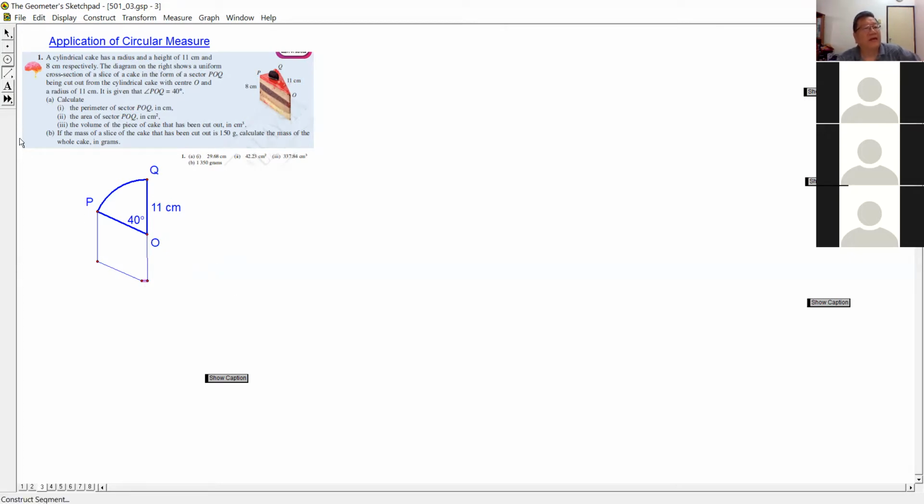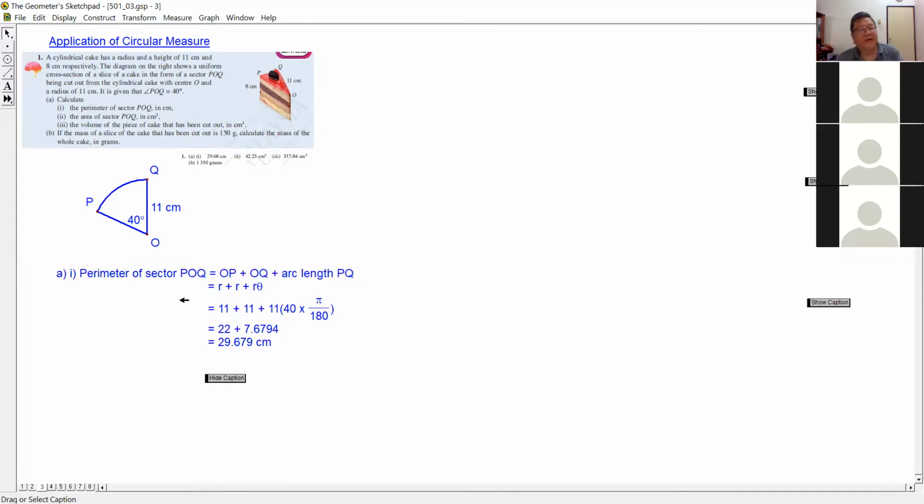Something like that. Okay, right. So this part we don't want to show. You just look at the top part of the cake. Calculate the perimeter of the sector OPQ. So we just want the perimeter of the top part. It doesn't include the bottom here, right?